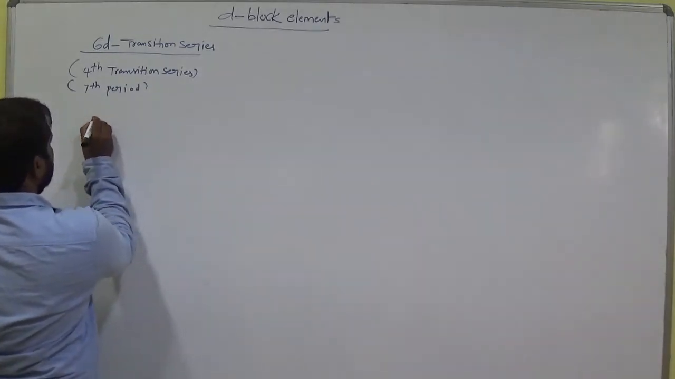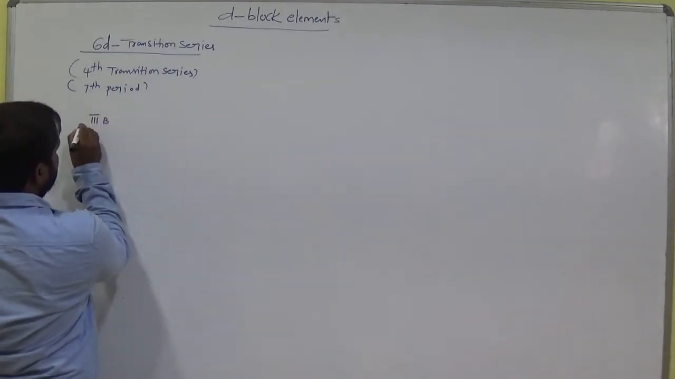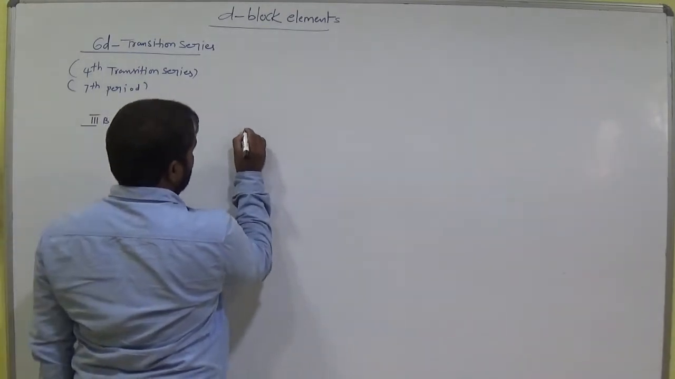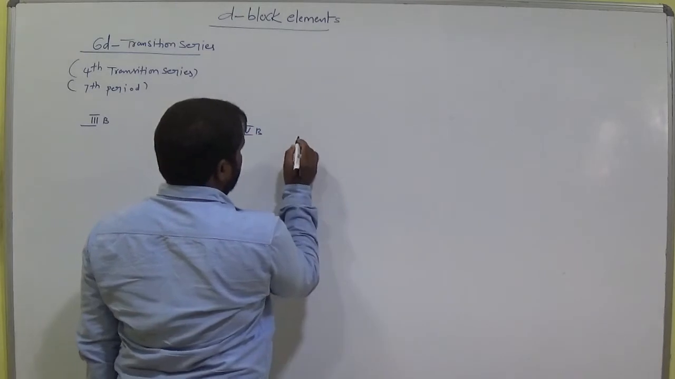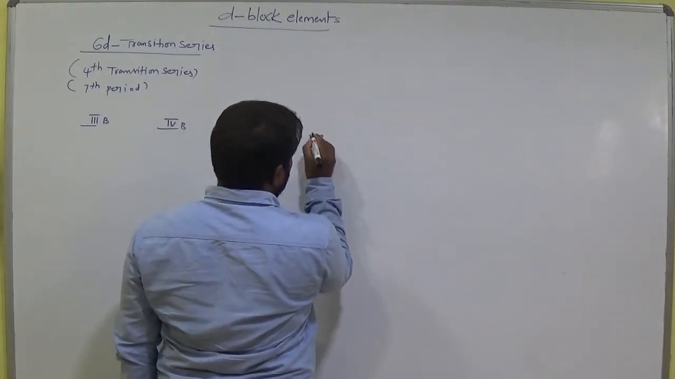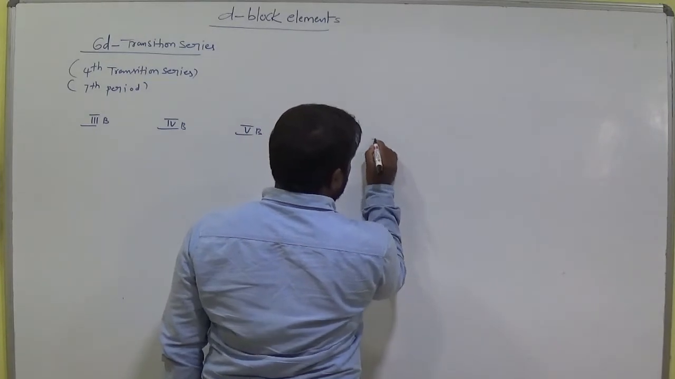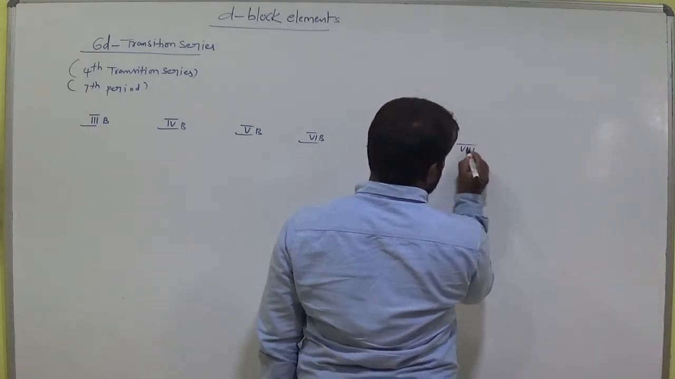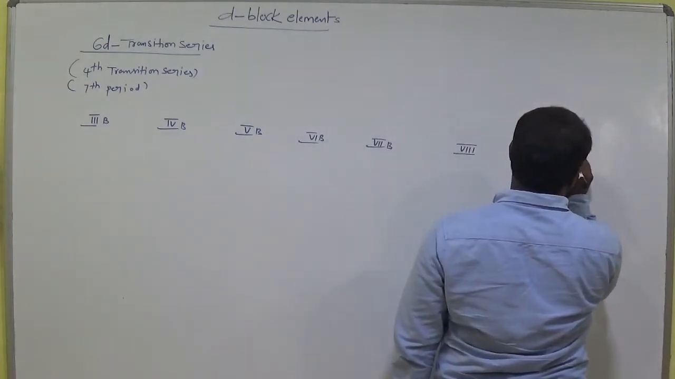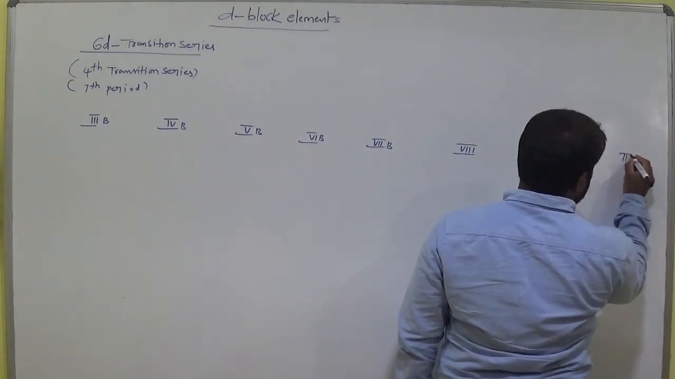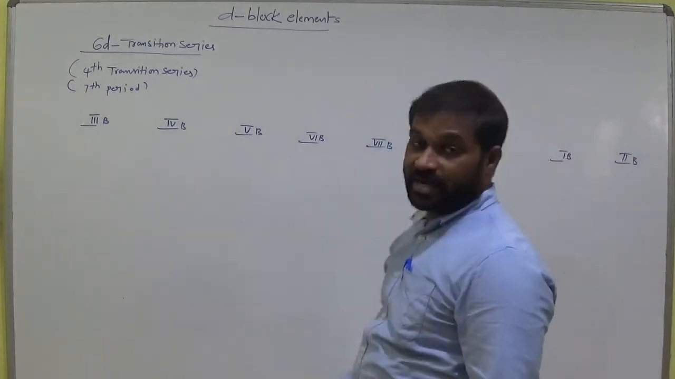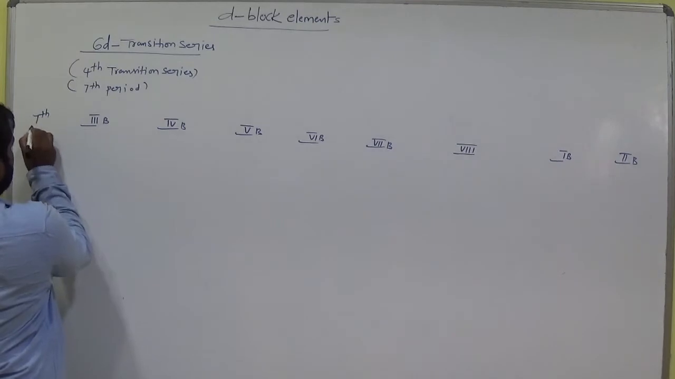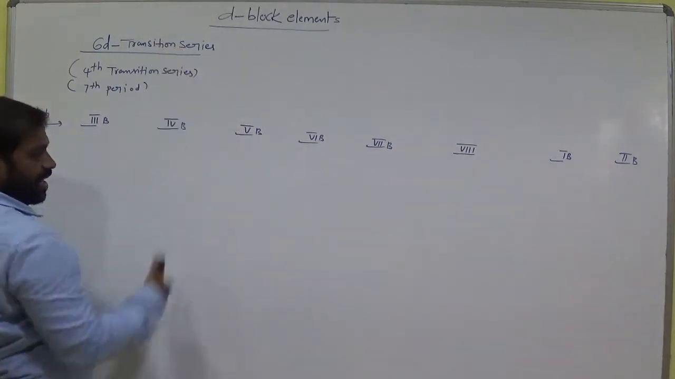And we have the third B, am I right? And after that fourth B, fifth B, sixth B, seventh B, and eighth, and first B and second B. These are the groups, am I right? These are the groups, in which period? The seventh period. Seventh period means the row. So columns are called groups.